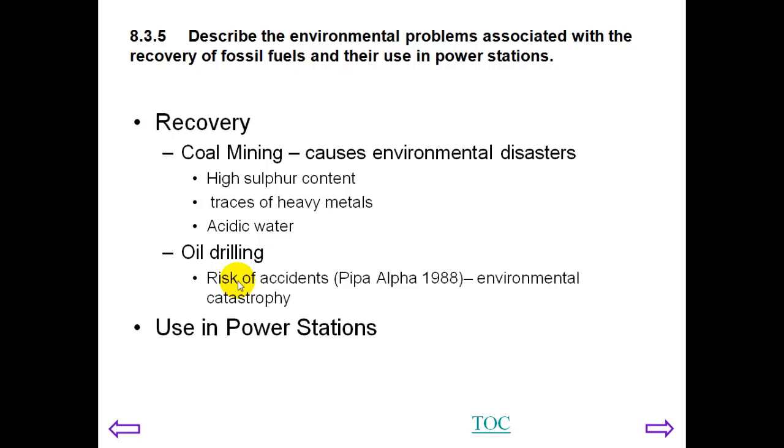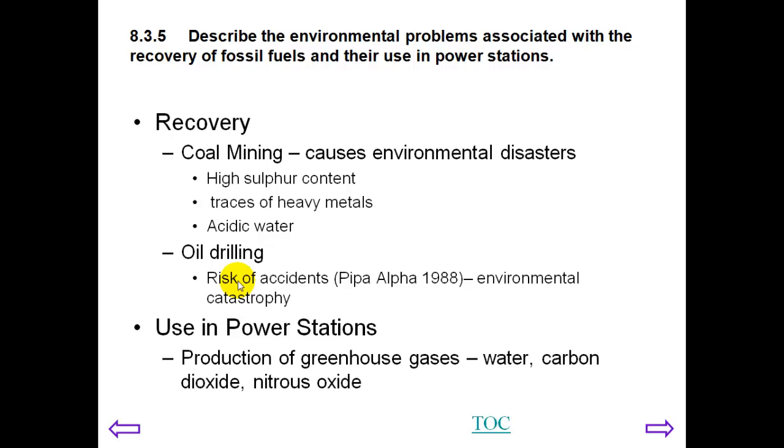The use in power stations produces greenhouse gases, in other words carbon dioxide and nitrous oxide, and of course water as well.